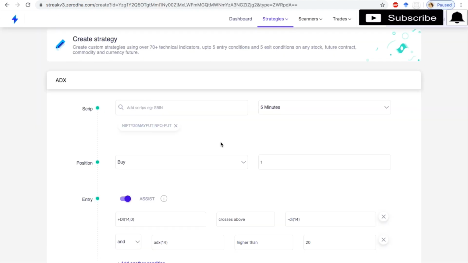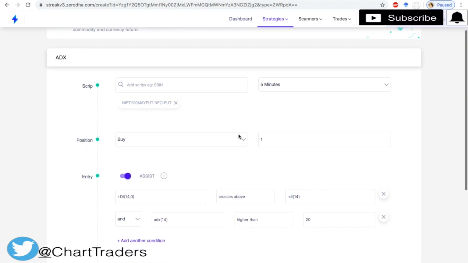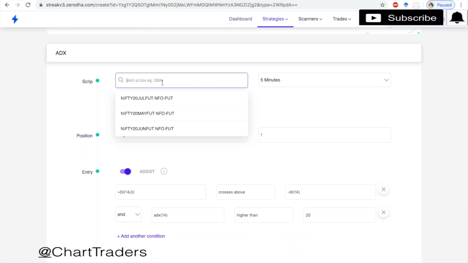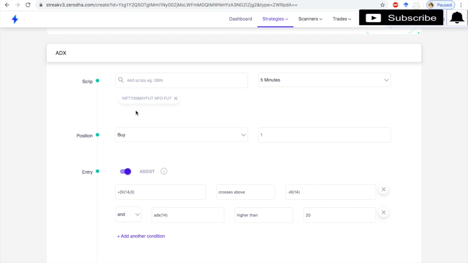We have seen the ADX indicator. Now we are going to analyze the performance of the ADX indicator over Nifty futures. In order to do that, I am going to use Streak. If you don't know what Streak is, just watch my video, Introduction to Streak. The link is given below in the description box. Here select your Nifty May future, time frame 5 minute. I want to buy, so buy one lot.